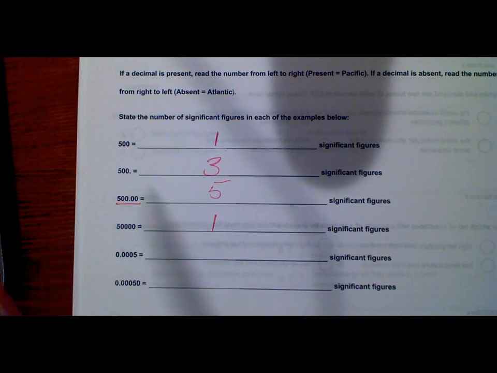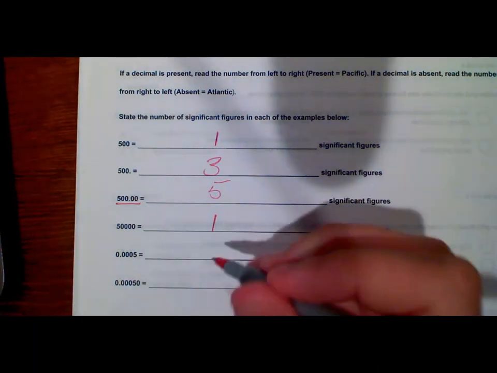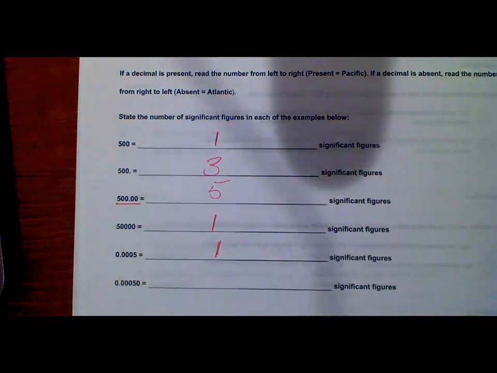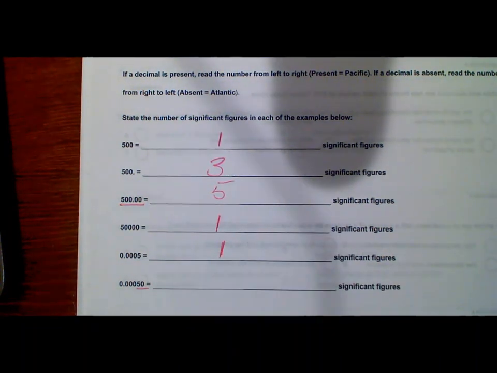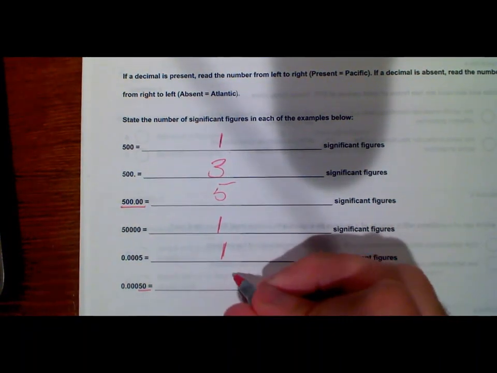This one, decimal present, read from the Pacific side, ignore all these zeros we see first, until I finally see a non-zero. That's the 5, so that's only 1 sig fig in this one. And on the last one here, again, decimal present, so I read from the left. I ignore all these zeros. The 5 I see, now I count that and anything after it, and that's going to be 2 sig figs. So there we go.